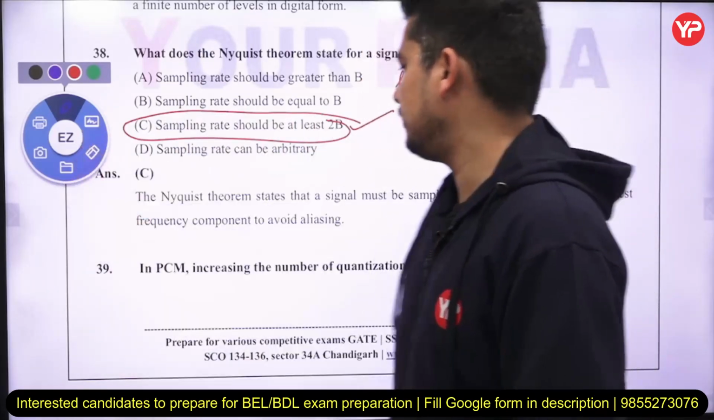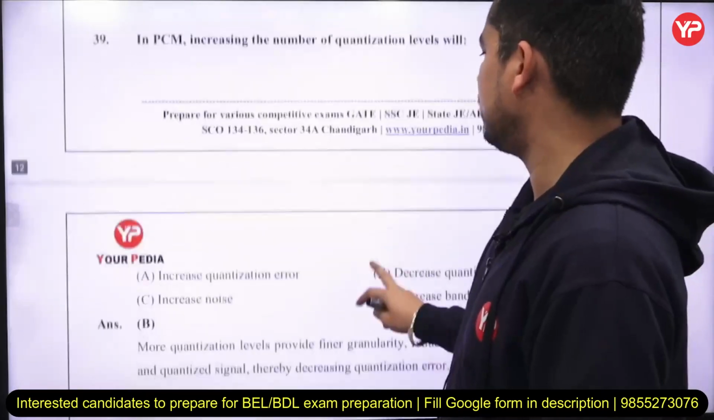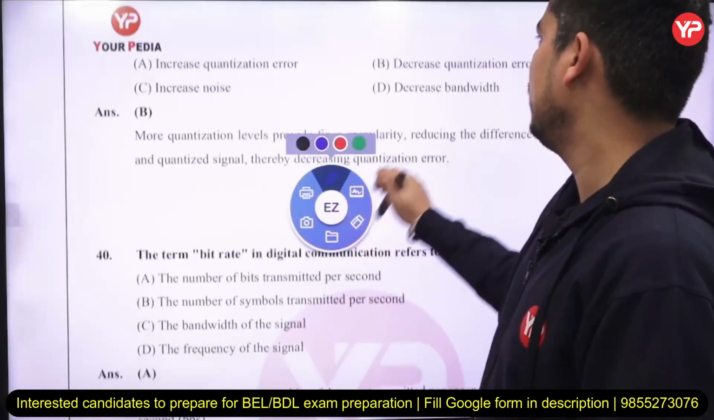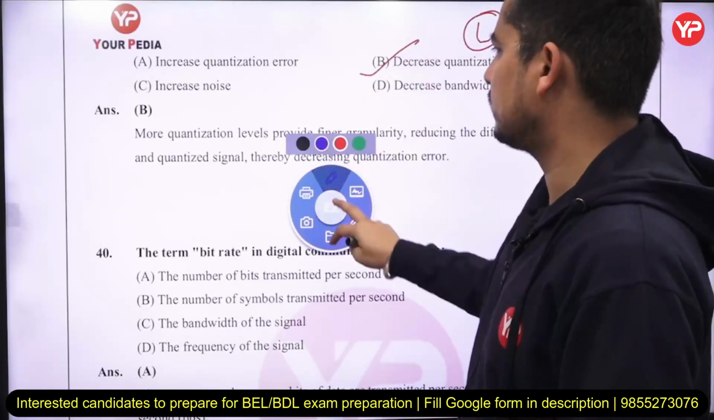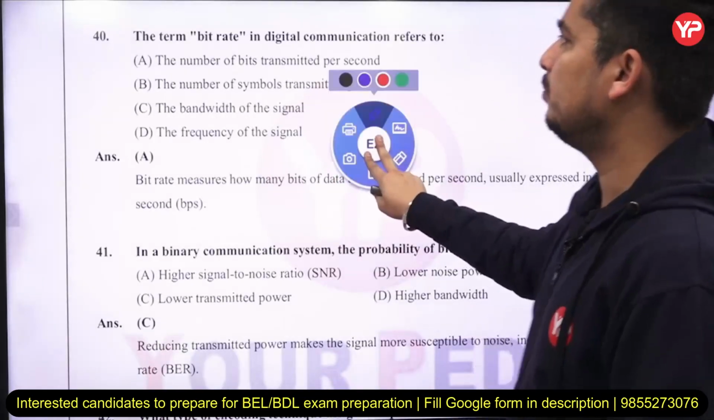In a PCM, increasing the number of quantization levels will increase the quantization error. I already discussed this thing. If you increase the L, it decreases the quantization error. This question I think is repeated again. Okay, no worry.